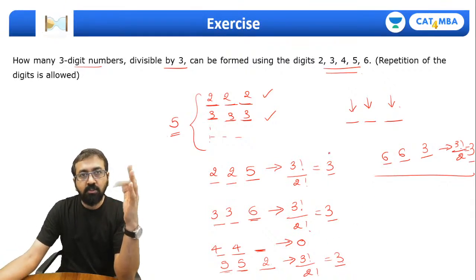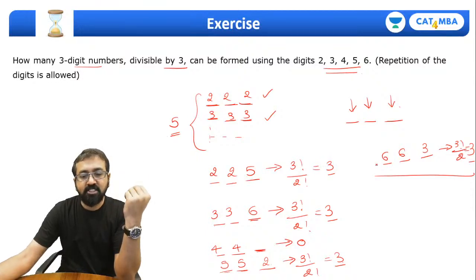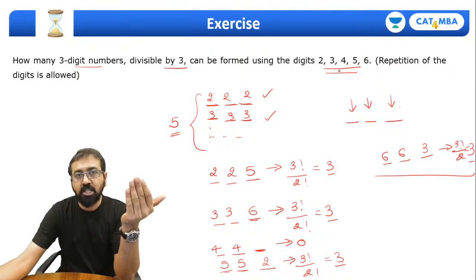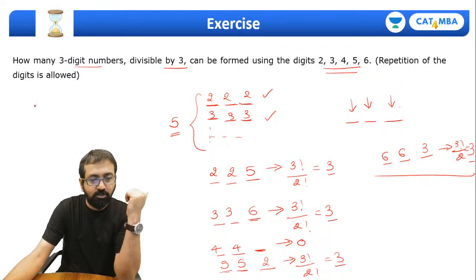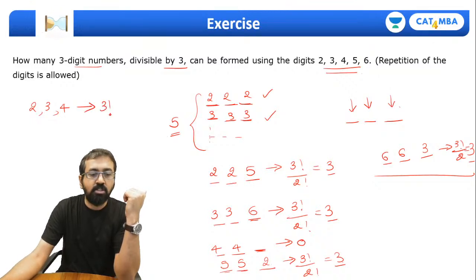Now, which combination of three digits can I make where the summation is a multiple of 3, divisible by 3? Can I take 2 plus 3 plus 4? Yes, I can take 2, 3, 4. So let me just write here. I can make a number using 2, 3, 4. Of course, the summation will be divisible by 3. So there will be 3 factorial such numbers.